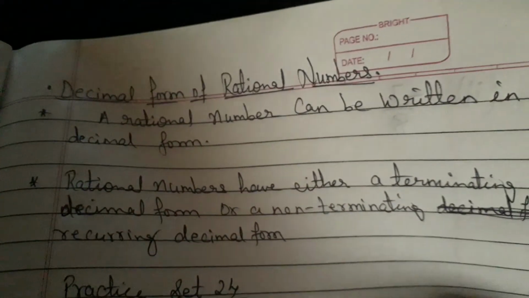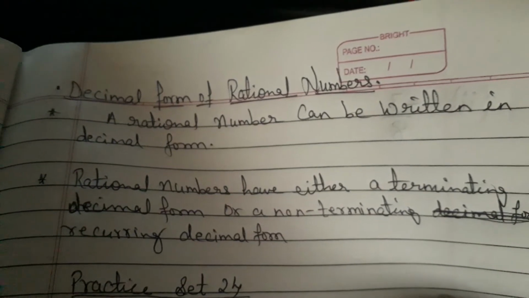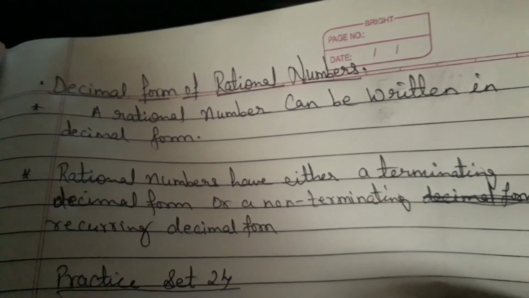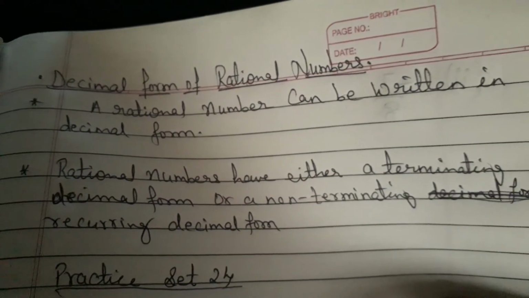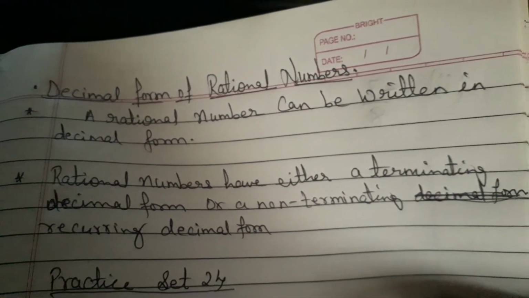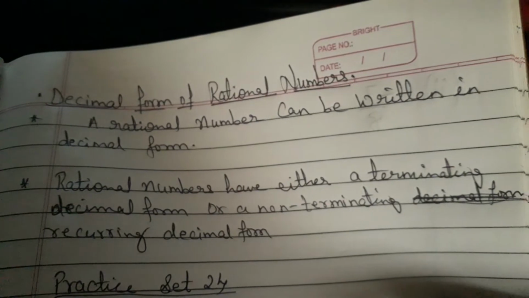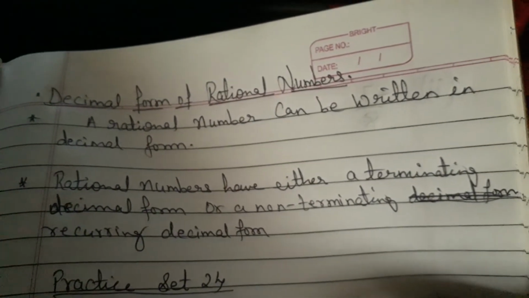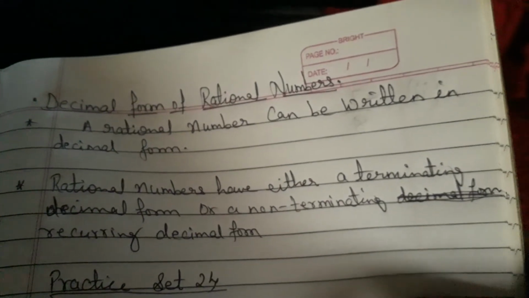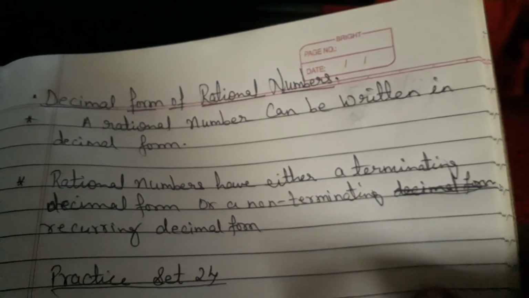Now the next topic, decimal form of rational numbers. Please remember, a rational number can be written in decimal form. Rational numbers have either a terminating decimal form or a non-terminating recurring decimal form. I'll explain that with the help of practice set 24. Terminating decimal form means a division where you get remainder 0. And non-terminating recurring decimal form means the number will keep on repeating. Okay, that we will understand with the help of practice set 24.